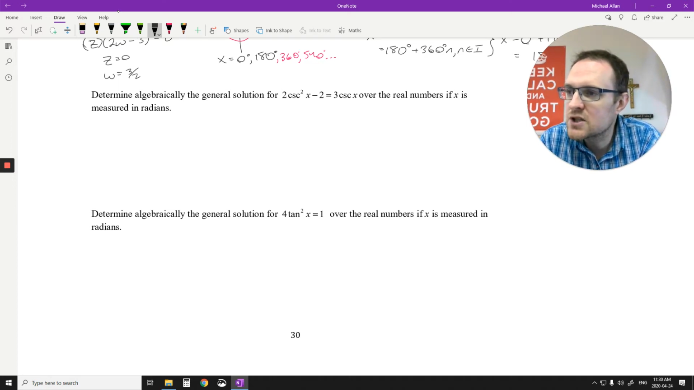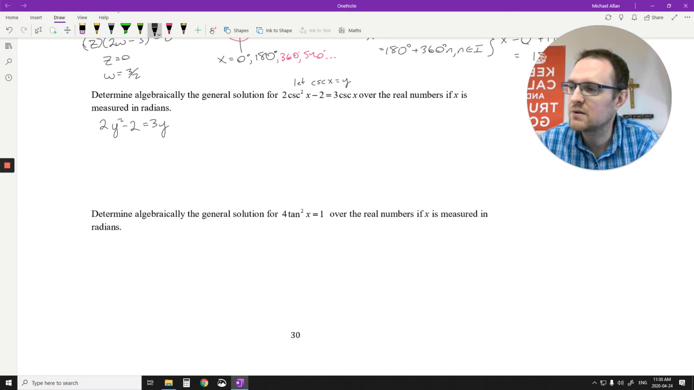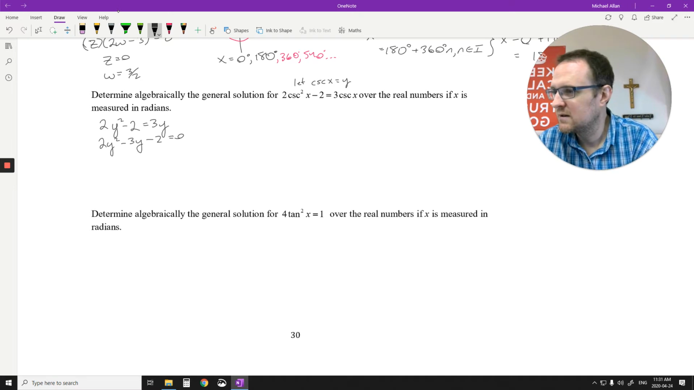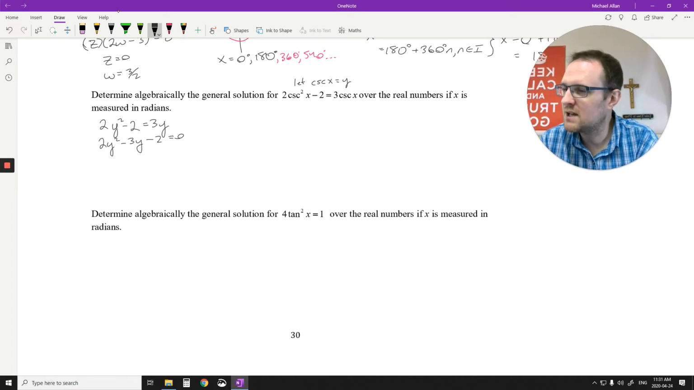So before I start, I'm going to say let cosecant x equal y, just so I can solve this. Y squared minus 2 is equal to 3y. They're both equal to cosecant. I'm going to have a square in there, so I'm going to minus over the 3y. It's a quadratic. Look for a GCF. There's no GCF here, so I am going to factor this.